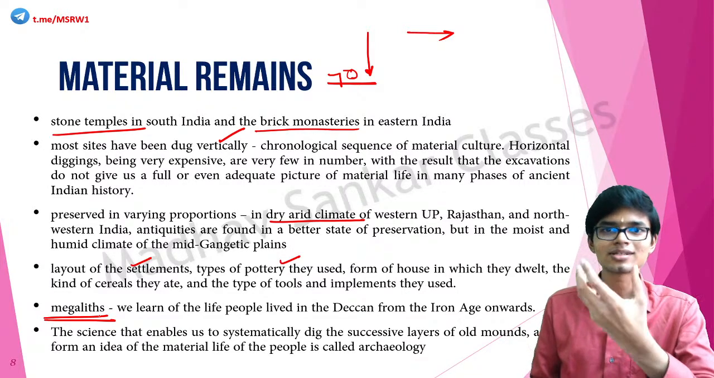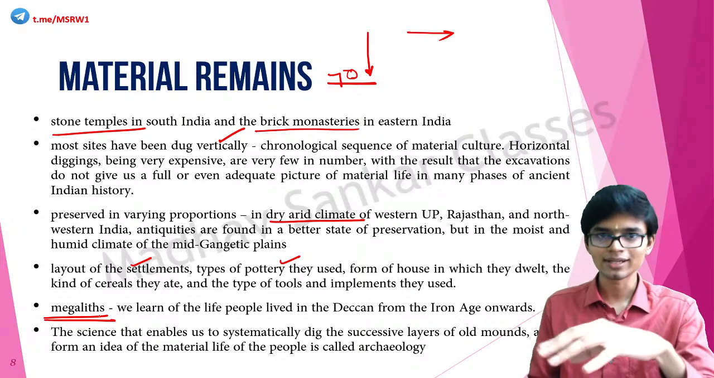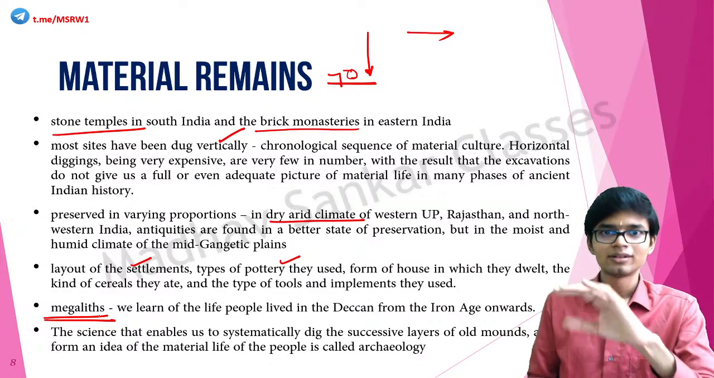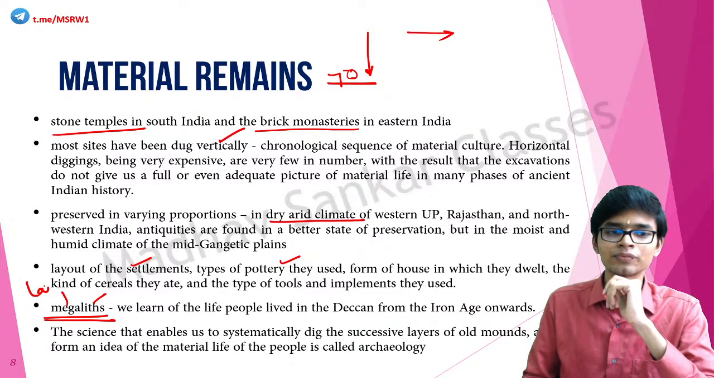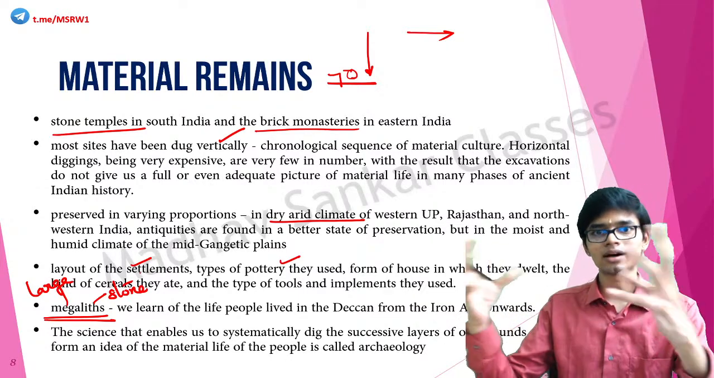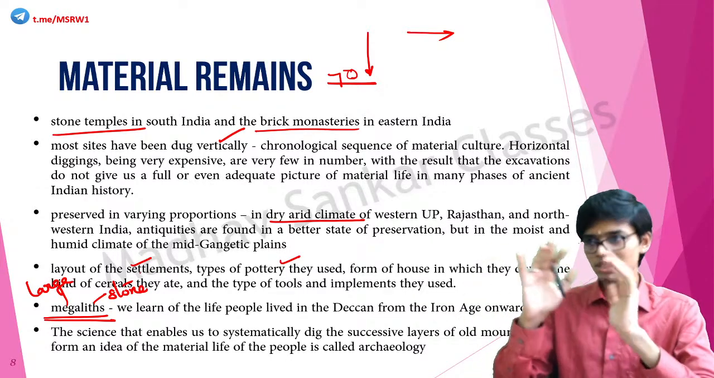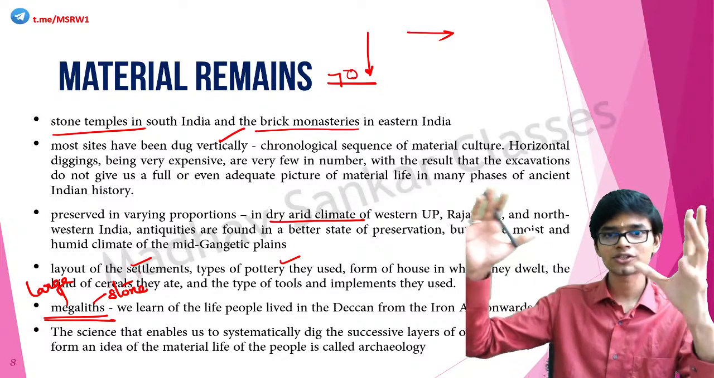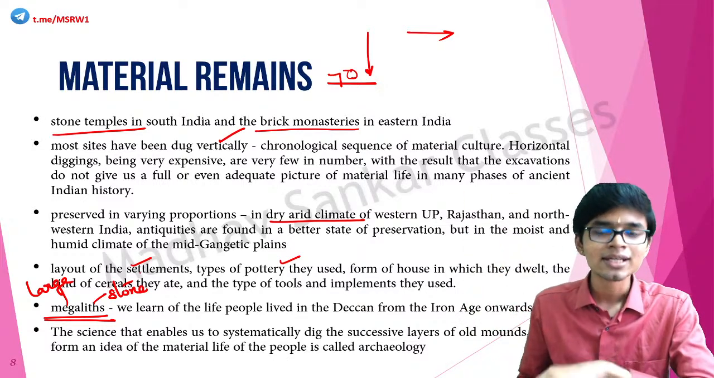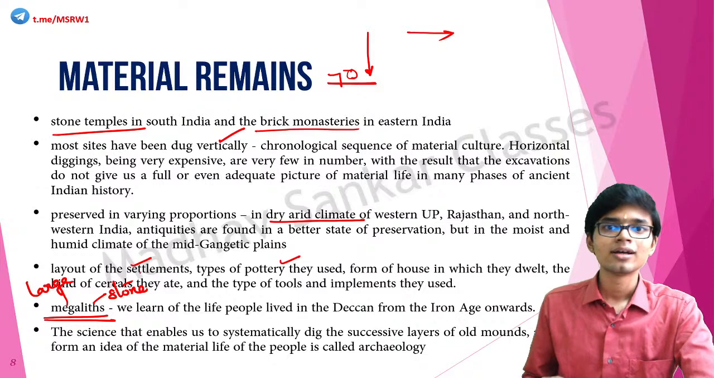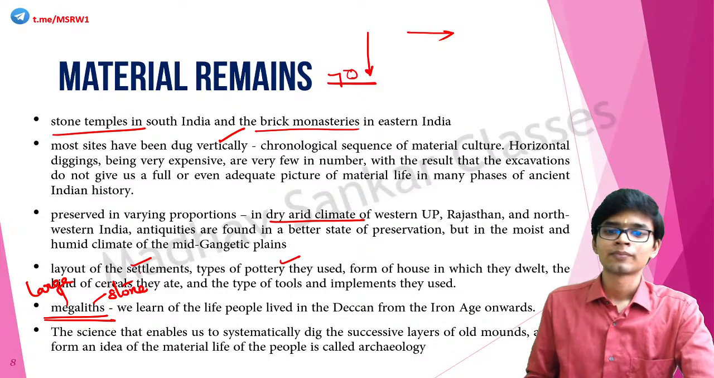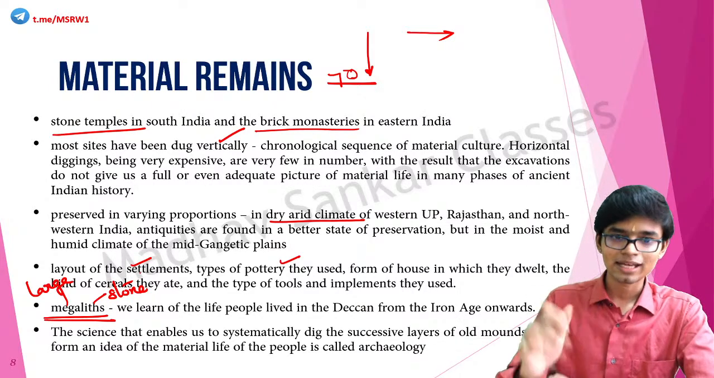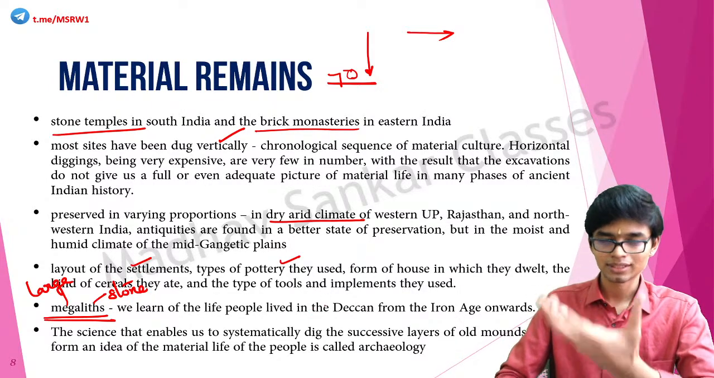So what is this megalith? We will talk about this later in a different chapter. But a very basic understanding: mega means large and lith means stone. So basically, megalith means large stone. Those structures that were erected using large stones were known as megaliths. And in the Deccan and southern India, megaliths were specifically used for burials. All right, and this can be seen in these regions.